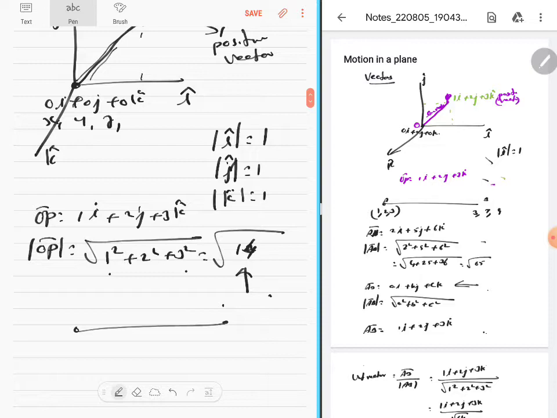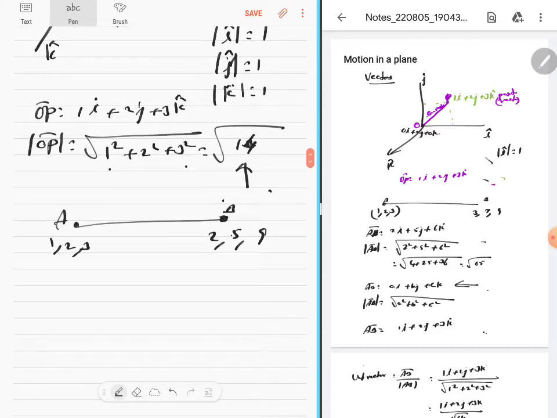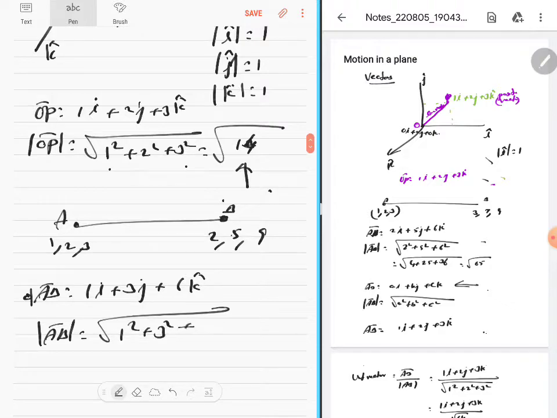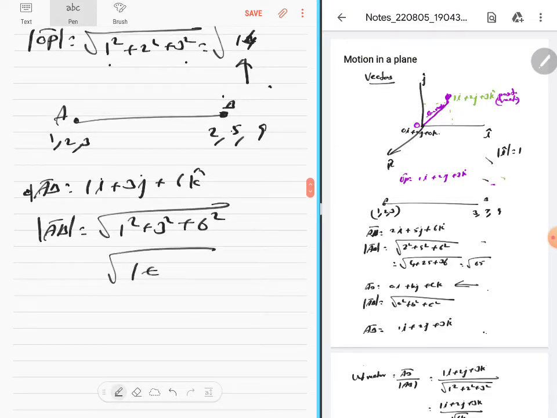Suppose there are two different position vectors, 1, 2, 3 and 2, 5, 9. This is point A and this is B. The AB vector is x2 minus x1 into i plus y2 minus y1 into j plus z2 minus z1 into k, which is 2 minus 1, 5 minus 2 is 3j, 9 minus 3 is 6k. Thus you get the line vector. If they ask you the magnitude, it's the root of 1 plus 9 plus 36.